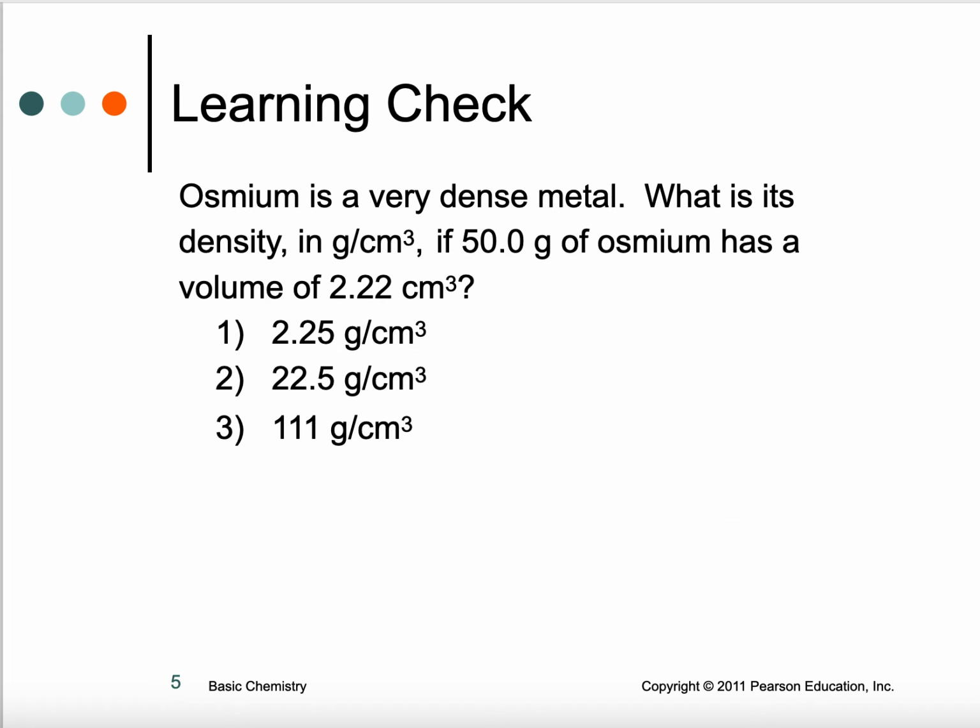Osmium is a very dense metal. What is its density in grams over cubic centimeters if 50 grams has a volume of 2.22 cubic centimeters? Well, grams is on top, centimeters cubed is on the bottom, so you take 50 grams on the top divided by 2.22 centimeters cubed, and you divide those two numbers, 50 divided by 2.22. And that's how you answer, whatever that would be. Don't know. Is it 22.5? That would be my guess.